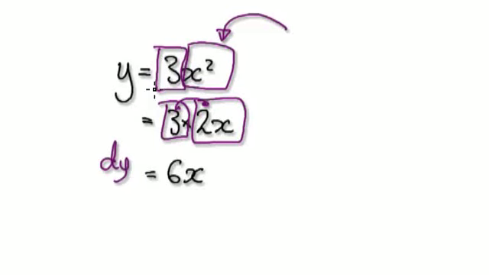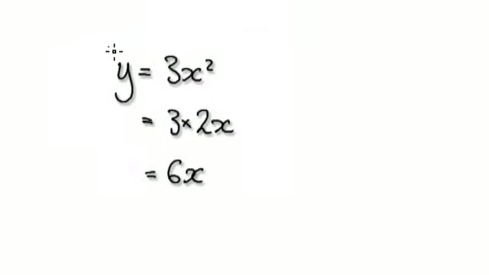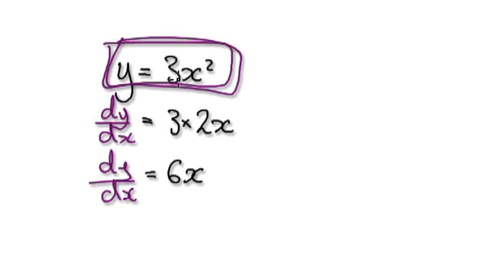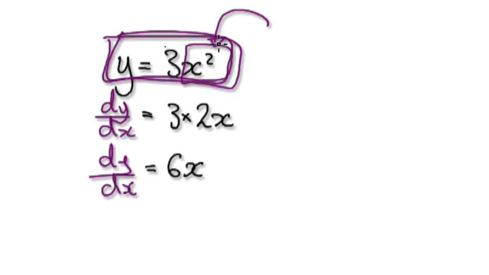So here dy, sorry, this is wrong. The way it's written is wrong. You start with y equals this, so dy by dx equals this, and then dy by dx equals this.